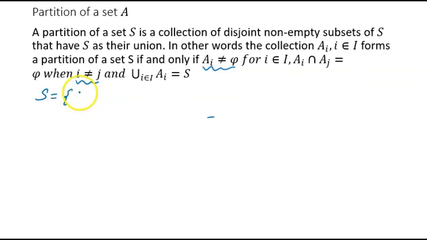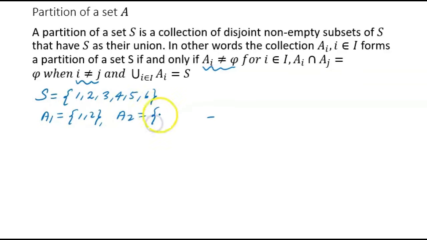Suppose I take a set S which has the elements 1, 2, 3, 4, 5, 6. And I write a collection of subsets of the set S. So let us write A1 which contains 1, 2, A2 which contains the elements 3, 4 and 5, and let us write the subset A3, which contains the element 6, right? Now the first thing that you need to notice is that each of these is a non-empty subset. Why are they non-empty? Because each of them has at least one element.